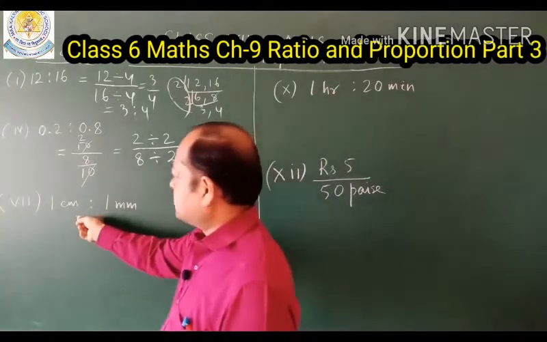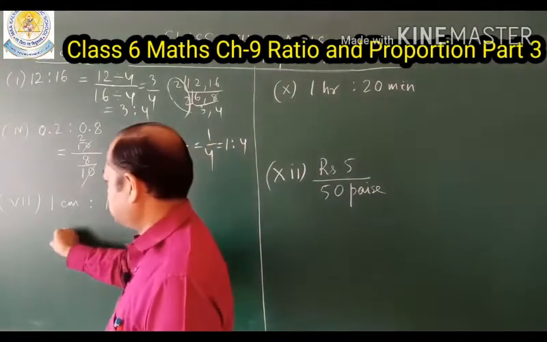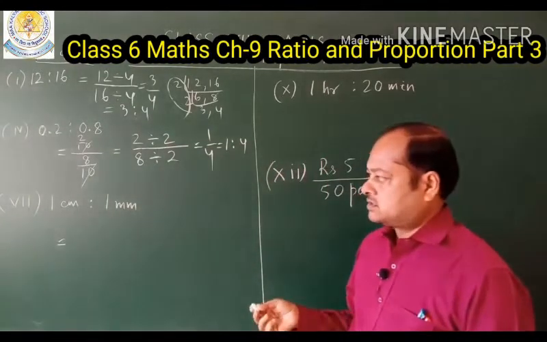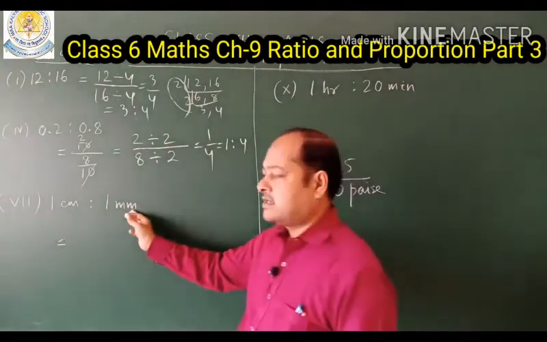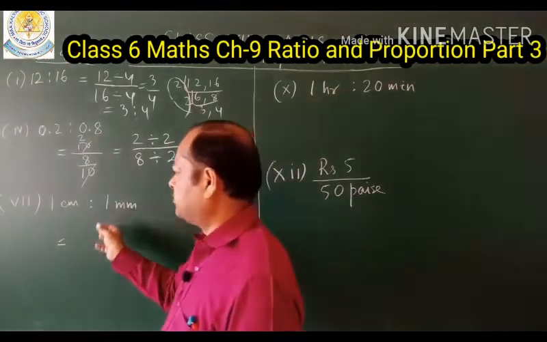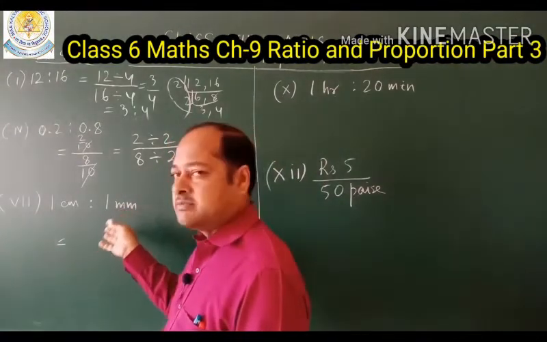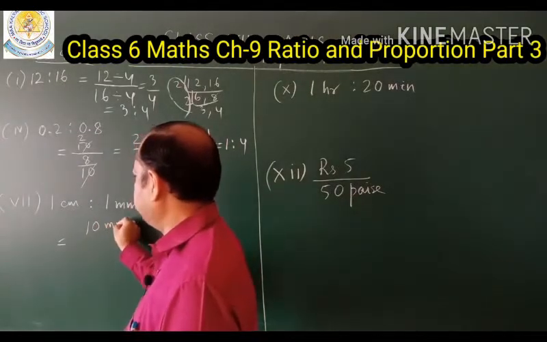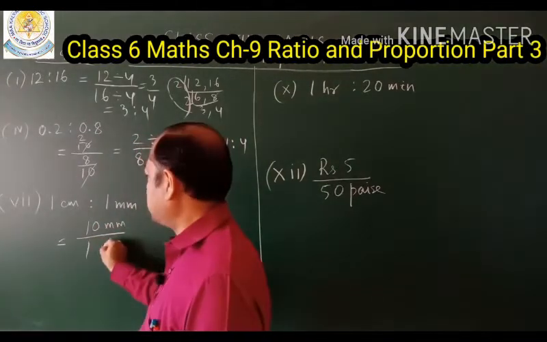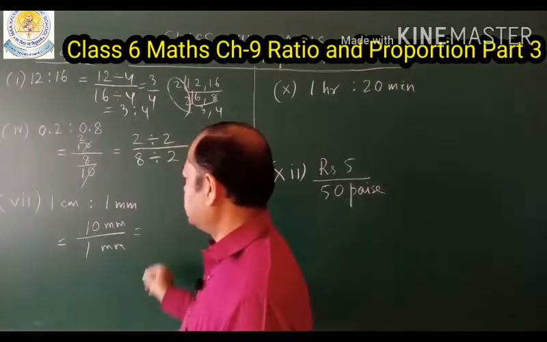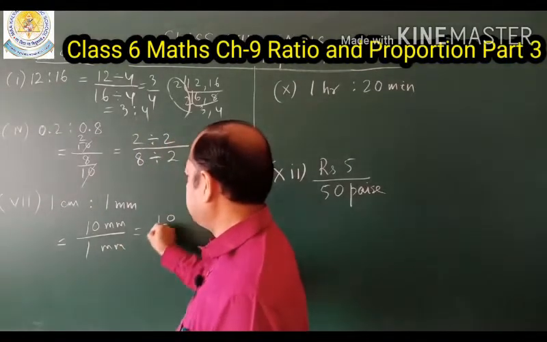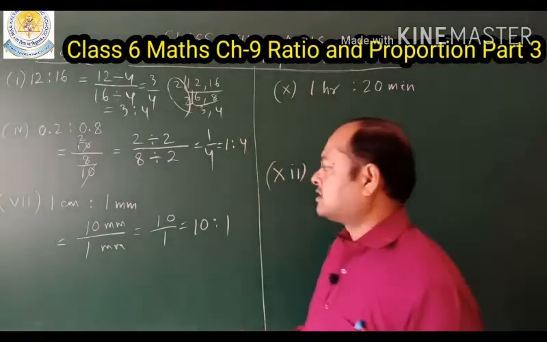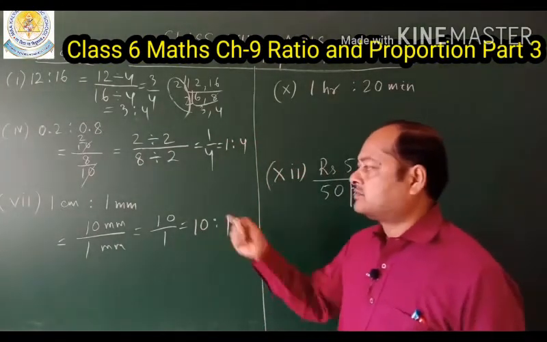Now come to the next question. Here 1 centimeter is to 1 millimeter. First we have to convert into the same unit. So here centimeter is there and here millimeter is there. Convert into millimeter. The lowest unit is millimeter here. So 1 centimeter equals 10 millimeter and is to 1 millimeter already there. So what is the ratio you got here? 10 by 1, that is 10 is to 1 is the simplest form of this ratio.